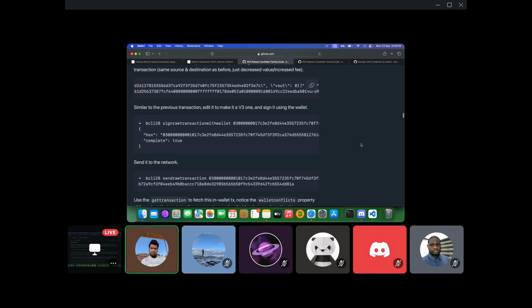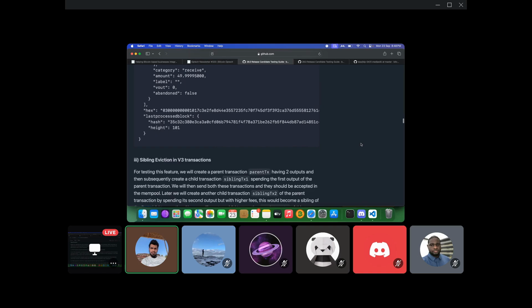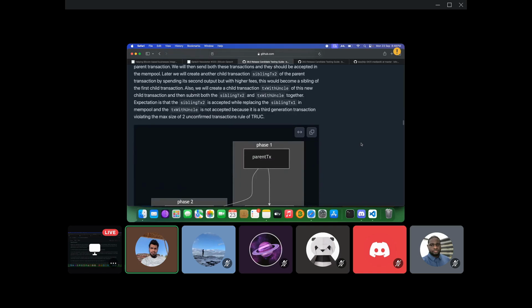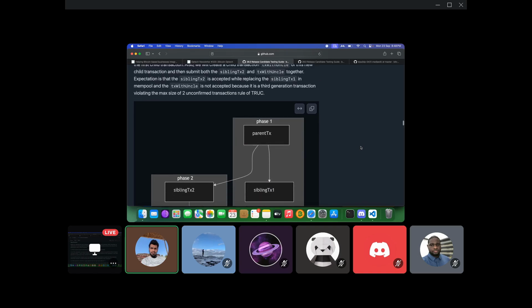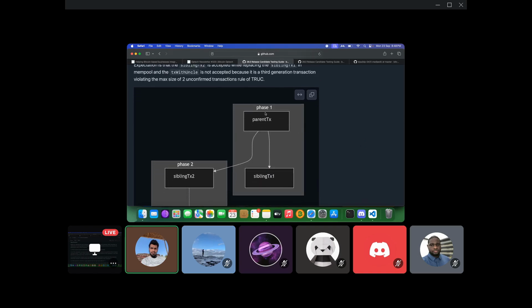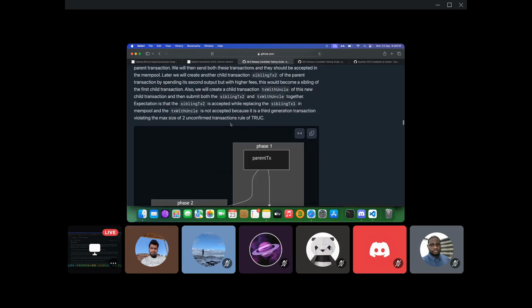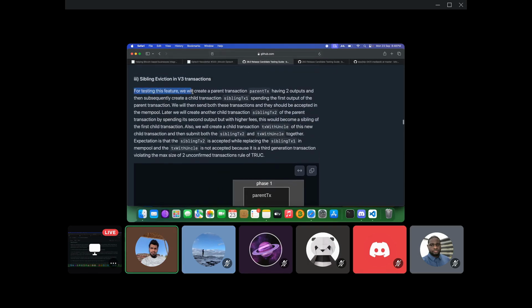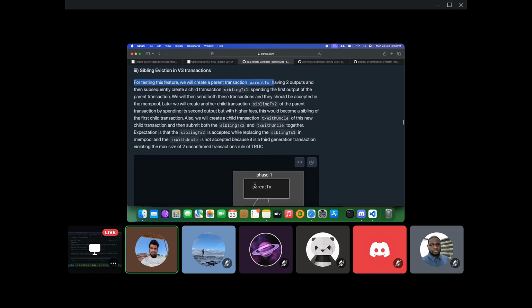and even without enabling mempool full RBF. Now, another attribute of V3 transactions is sibling eviction. We'll not go into it in a lot of detail; we've talked about it extensively in preceding sessions. What is sibling eviction? Assume a parent transaction that has two outputs. For testing this feature, we will create a parent transaction TX having two outputs, and then subsequently create a child transaction, sibling TX1, spending the first output of the parent transaction. We will then send both these transactions and they should be accepted in the mempool.